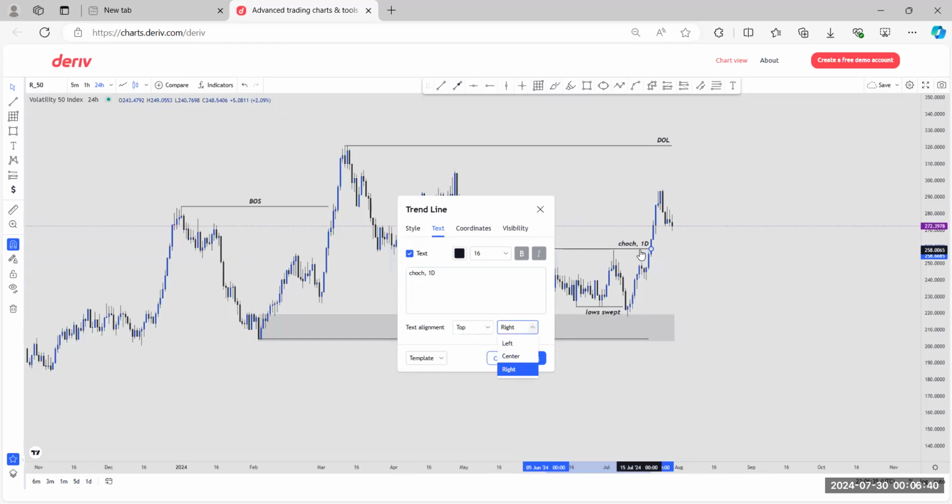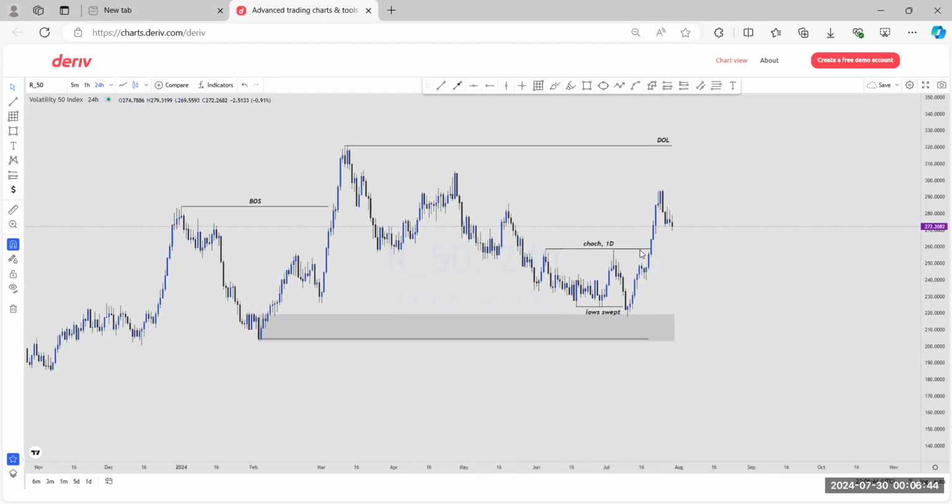Put it at the top center. Good. And price just went away.